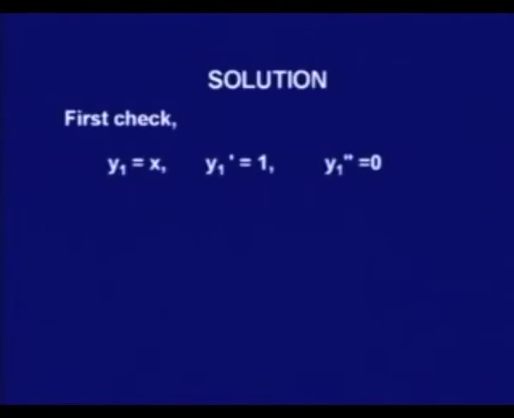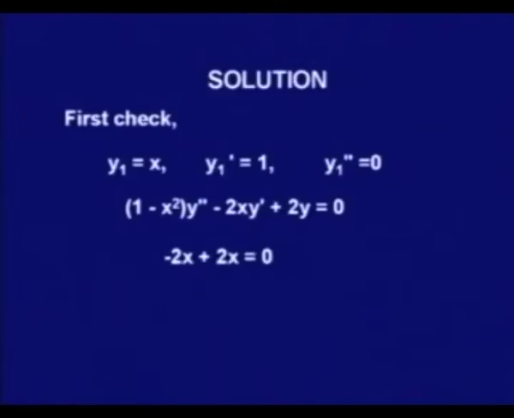Y 1 is x, so y 1 dash would be 1 and y 1 double dash would be 0. If I substitute this in the given equation, I would get that the first term is 0, the second term will give me minus 2x, the third term also gives me plus 2x, that is it is 0, it is satisfying. So, this is a solution. What will be the way to find out the second solution? We will use the technique y is equal to u of x times y 1 of x.